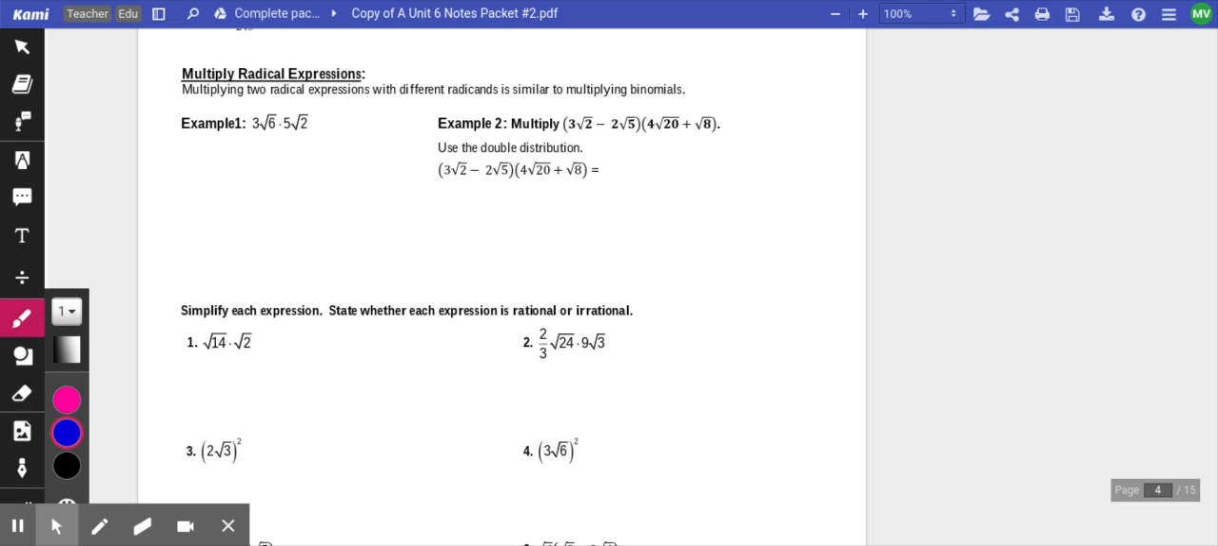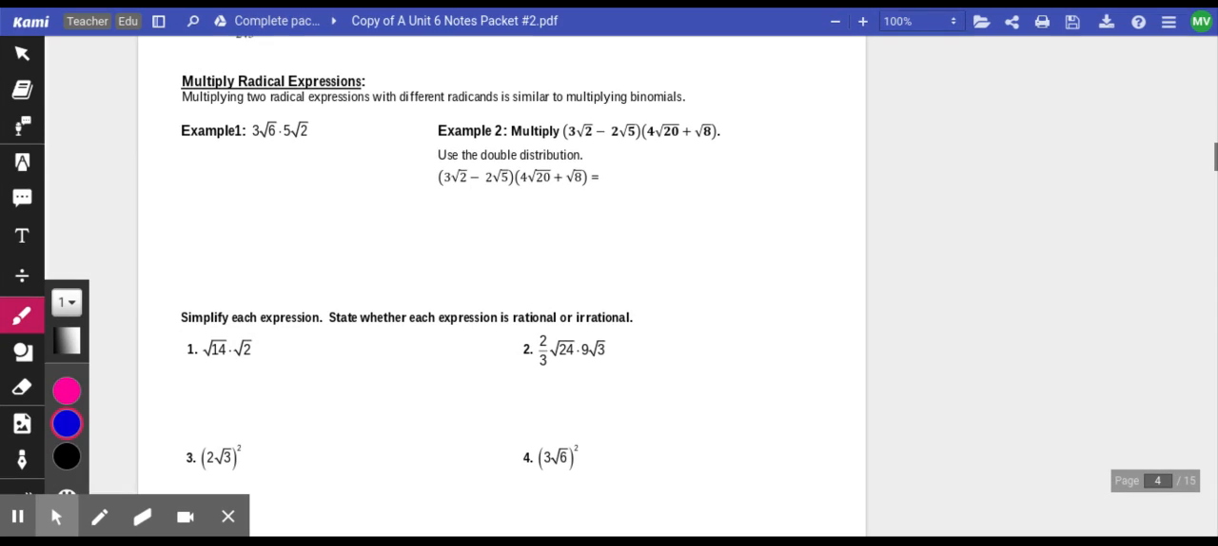Hello, everyone. Today we are continuing with Unit 6.3, and today we're going to talk about multiplying. So, multiplying radical expressions. To multiply two radical expressions with different radicands is similar to multiplying binomials. So when we're multiplying, I use double distribution.